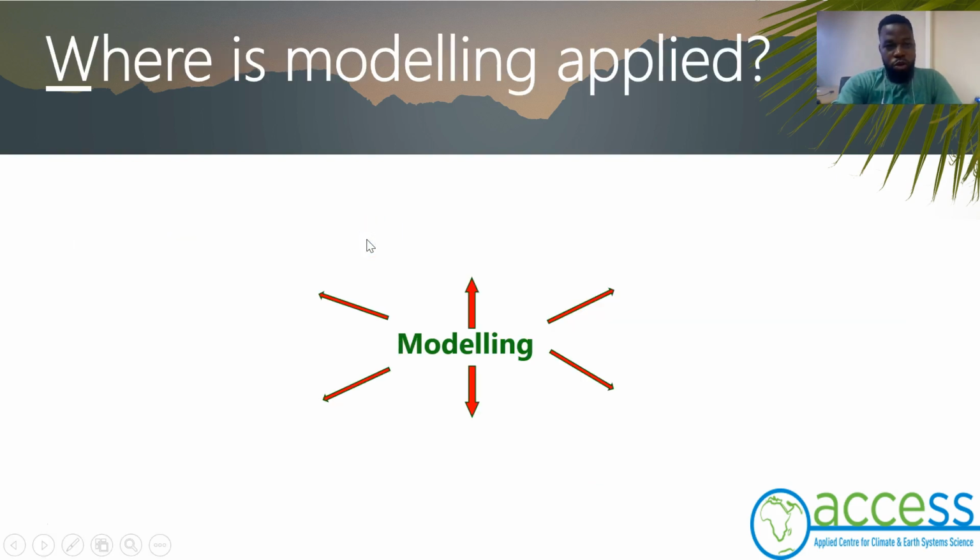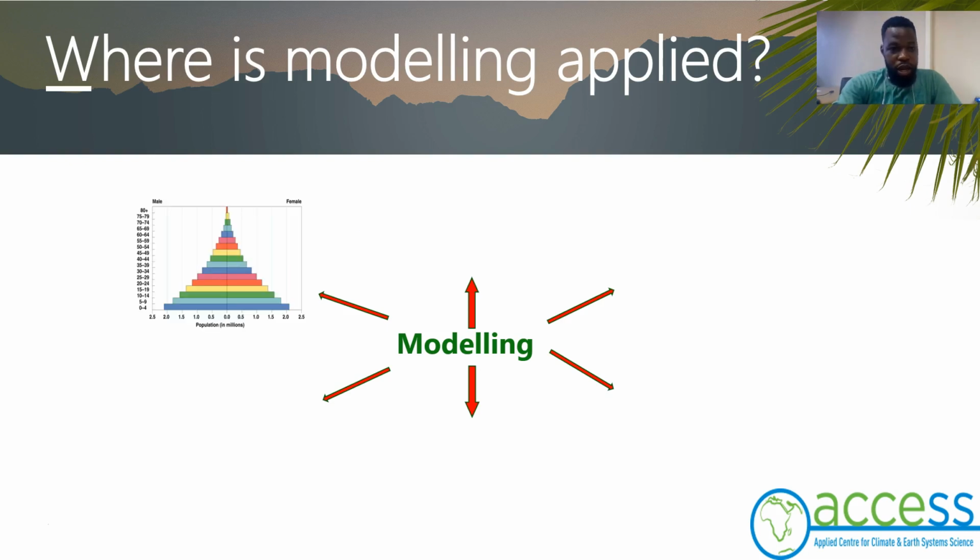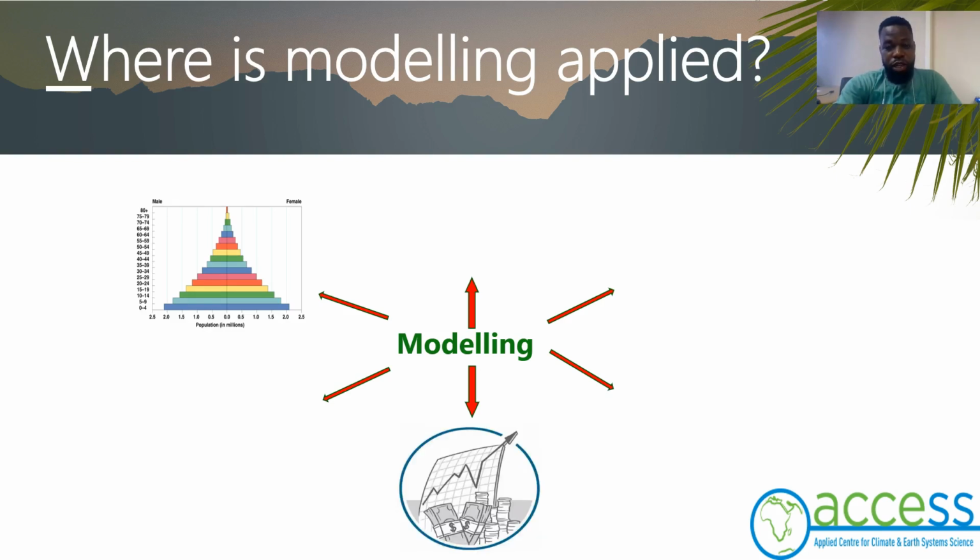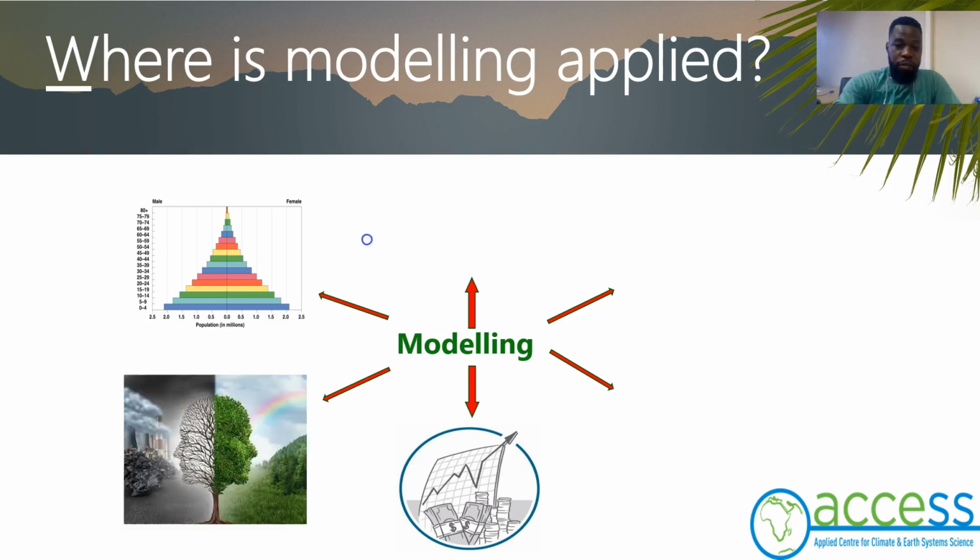We then go on to ask ourselves, where is modeling applied? From the core lectures that have been done, we can say that in population studies, we can use modeling to come up with the population pyramids. We can see that modeling can be used in economics to understand future trends, how monetary policies will change the financing situation. And in environmental studies, modeling has been vastly applied to understand how anthropogenic and natural climate change is affecting the environment as we know it.